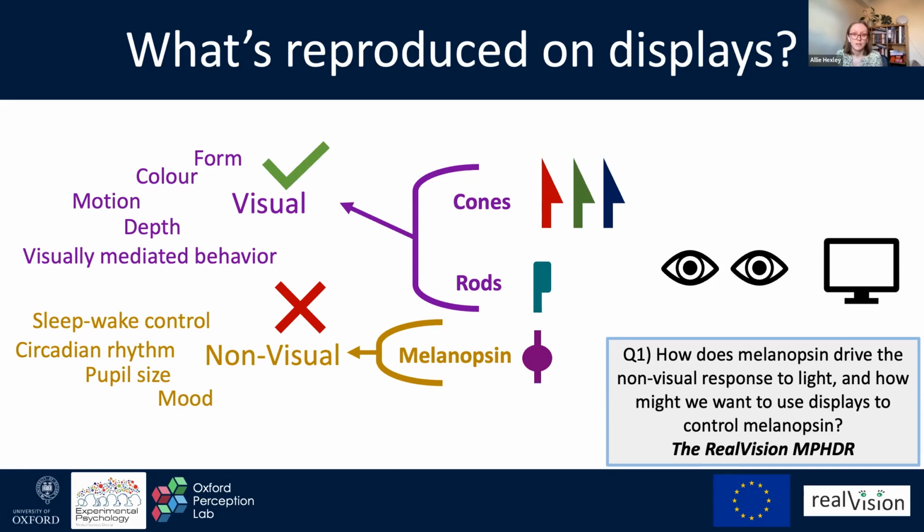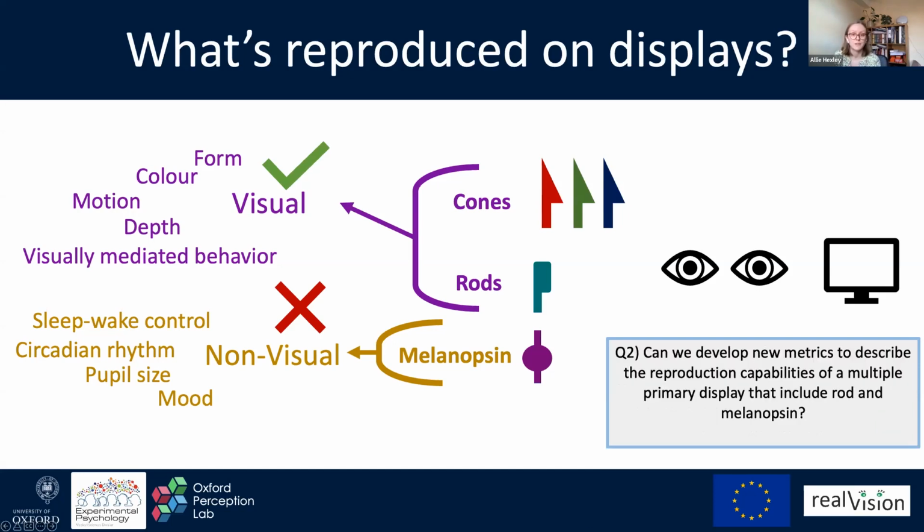And to this end, we've developed a research-grade system in collaboration with our RealVision ITN colleagues from Rafael Mamtiuk's group at the University of Cambridge, which we call the RealVision Multi-Primary High Dynamic Range Display, or MPHDR for short. And the MPHDR offers control of the 5 photoreceptors in isolation, spatiotemporally, and over high dynamic range.